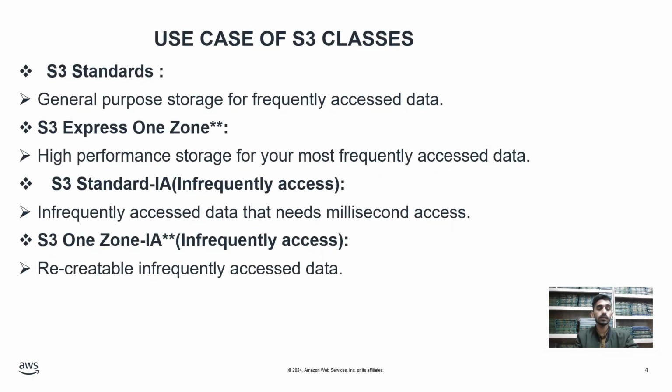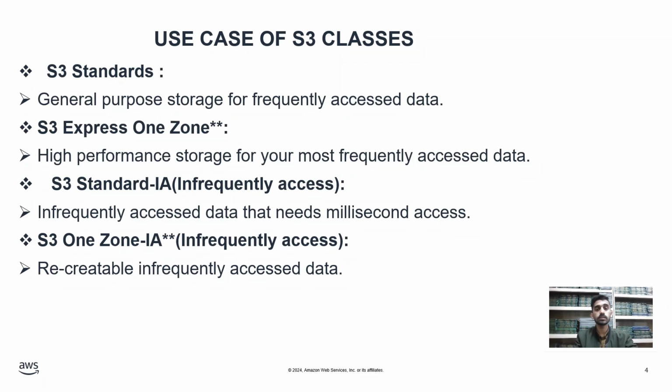The first one is S3 Standard. We can use S3 Standard for frequently accessed data. In this case, AWS replicates our data into multiple availability zones. By default, we can use S3 Standard and it is most expensive as compared to other classes of S3. Now the next one is S3 Express One Zone. It is similar to S3 Standard, but the only difference is that in this case, AWS does not replicate our data into multiple availability zones, and it is cheapest as compared to S3 Standard.